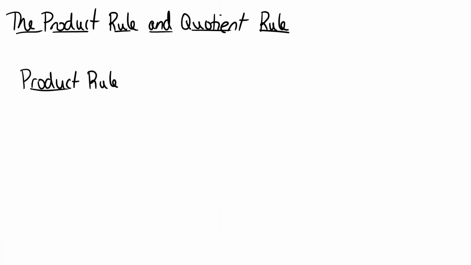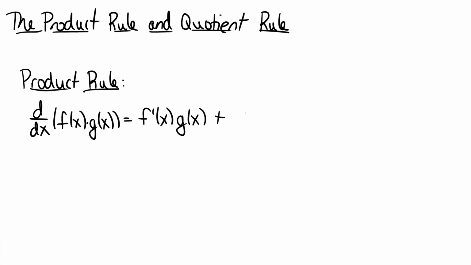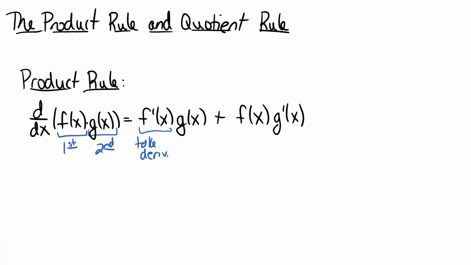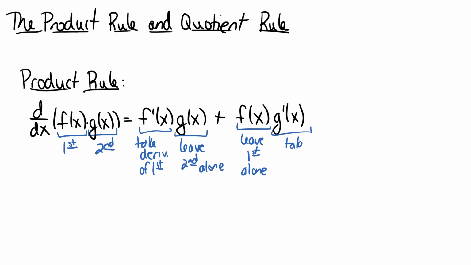The product rule says that if you want to take the derivative of f of x times g of x, you do the derivative of f of x times g of x plus f of x times the derivative of g of x. Again, just like with the power rule, it's helpful to remember this as a process. When doing the product rule, we identify our first and our second functions. To do the product rule, we take the derivative of the first function and we leave the second function alone, multiplying them together, plus leaving the first function alone multiplied by the derivative of the second function.